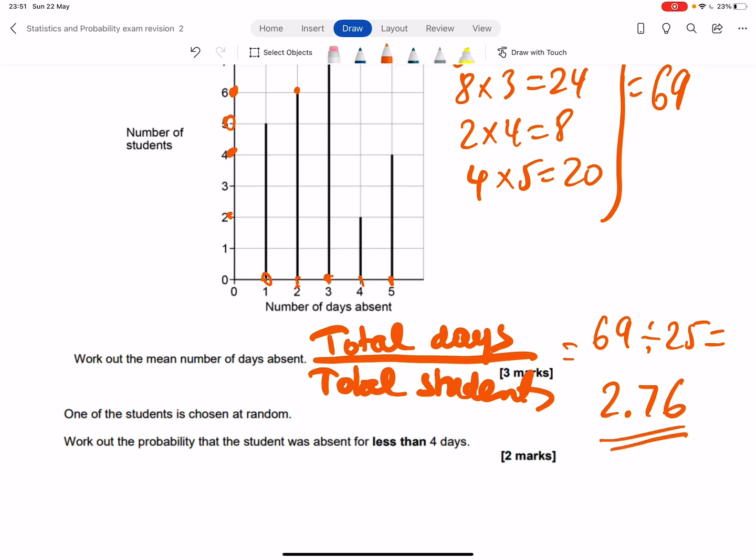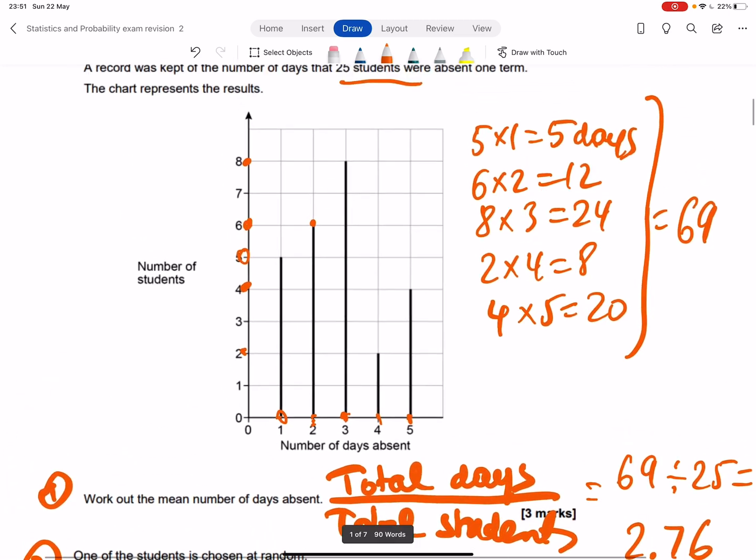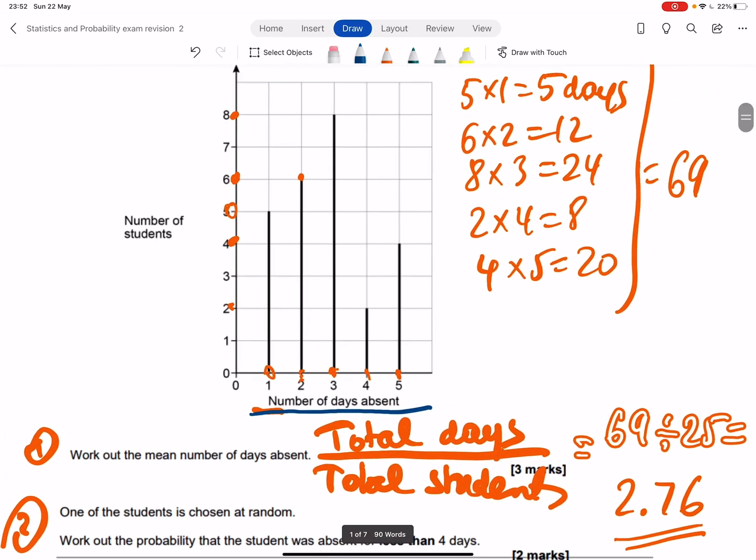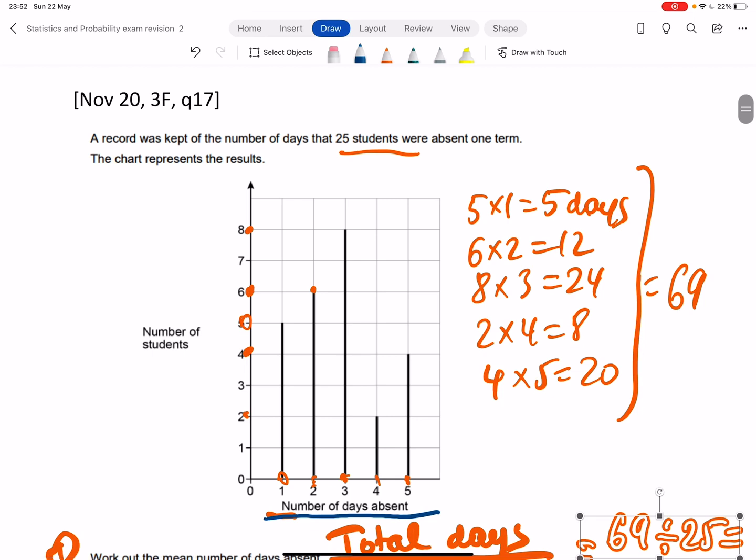The next question is on probability. That was number 1. That's 2. One of the students is chosen at random. Work out the probability that the student was absent for less than 4 days. So now we're going to go back to this graph again and look at the number of days. That will be your vertical axis. For less than 4 days, we're going to look at this line.